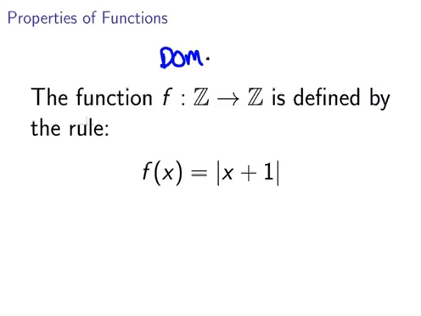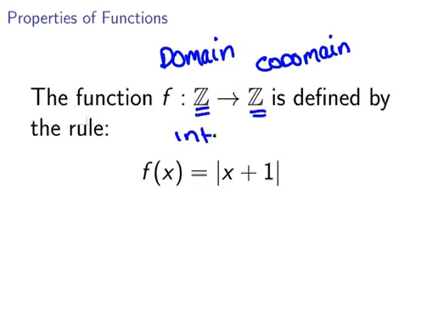Domain is integers, and the codomain is also integers. Now, let's evaluate this for, let's say, f of 2.